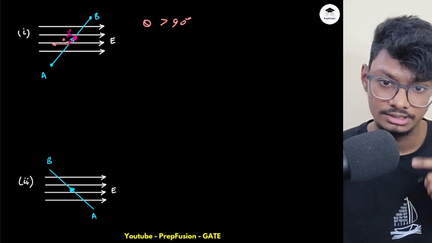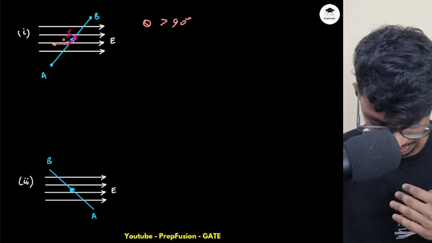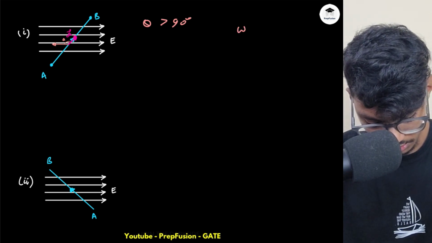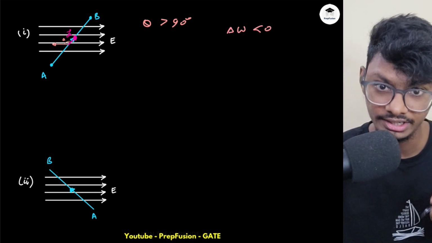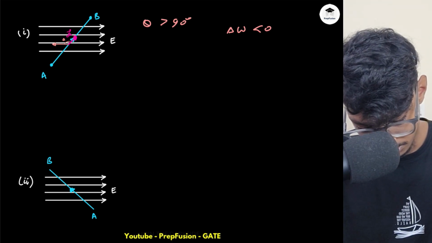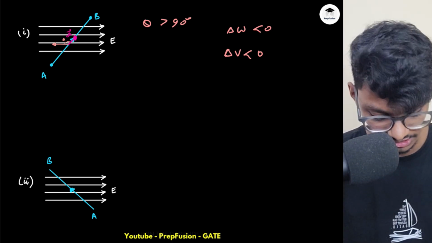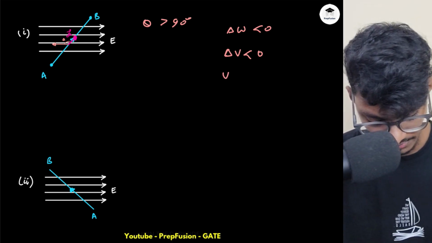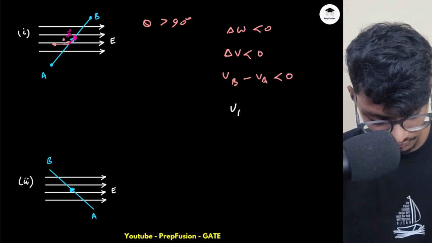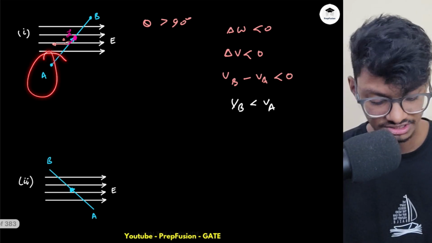So if theta is always greater than 90, the work done by the external agent will be negative. Cos of an angle more than 90 is negative, so work done is negative. That means delta V will also be negative. Delta V means final minus initial, so VB minus VA will be negative. Hence VB will be lower than VA. So VA will be at higher potential with respect to B.